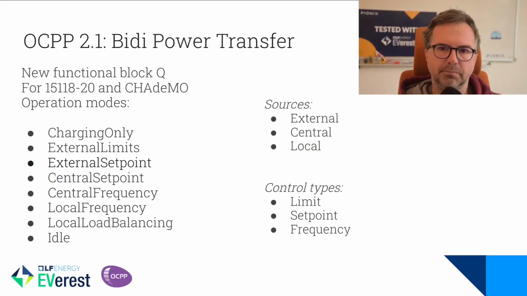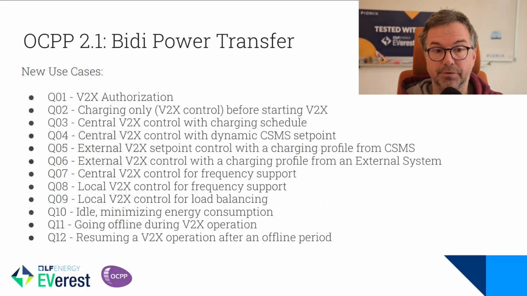Central frequency might be too slow to do frequency compensation, so local frequency is probably the most used, where the charge station is measuring locally what the frequency is and then starts to compensate for the frequency. A lot of new operation modes. That comes with a lot of new use cases. So if you look at all the new use cases, there's 12 new use cases here.